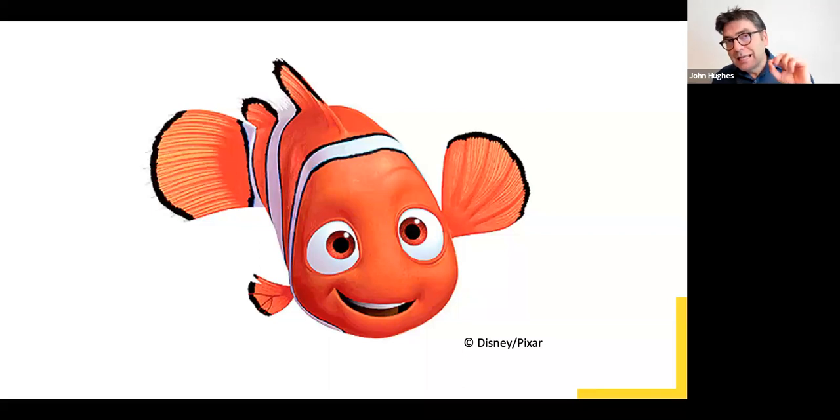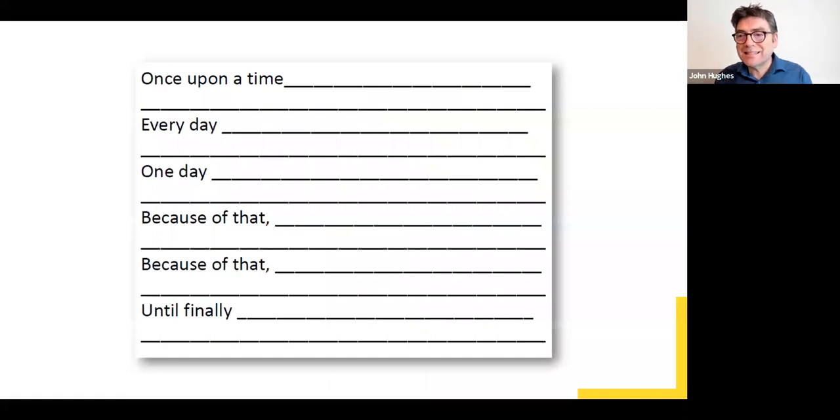Their secret is they use something called the Pixar Code. And the Pixar Code is a 6-sentence structure. And you can use this with your students. If you ever ask your students to write a story, they'll start writing and then they'll kind of lose their way and the story has no structure. But if you teach them the Pixar Code, they will produce a story very quickly. So Pixar has 6 sentences. Once upon a time, every day, one day, because of that, until finally. Every Pixar movie follows this structure, and many other famous films follow this structure as well.